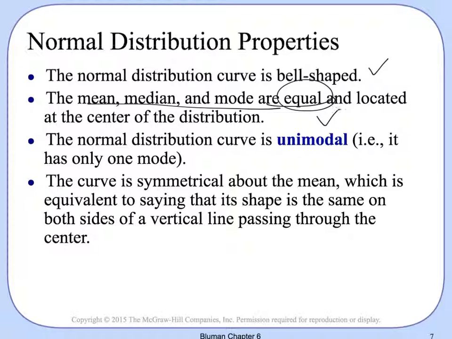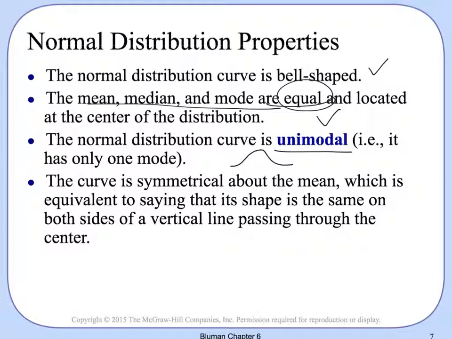Okay, check. The normal distribution is called unimodal. Unimodal as opposed to what? Bimodal? Yes, bi would mean two modes. Unimodal means one mode. That means it just has one bump in it. Okay? Unimodal means it just has the one bump. You guys know uni means one.